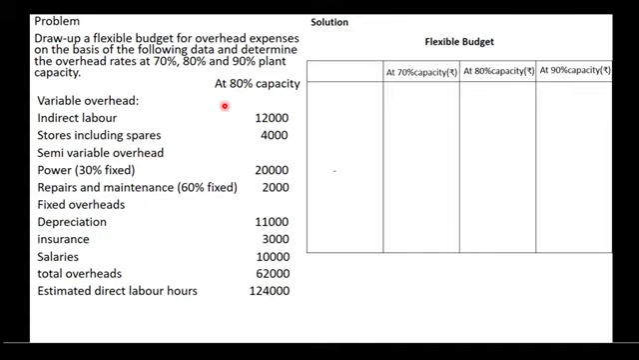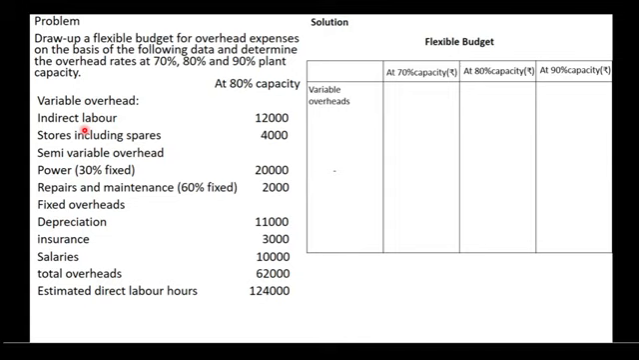Okay. So in the problem, first that is the variable overhead. So these all items are entered in the particulars column. The first one, variable overheads. Under the variable overheads, there is an indirect labor. So this indirect labor amount is 12,000 rupees. Okay, so it is under the 80% capacity. Indirect labor at 80% capacity, that amount is rupees 12,000. On the basis of this 12,000 rupees, we find out at 70% capacity and at 90% capacity.